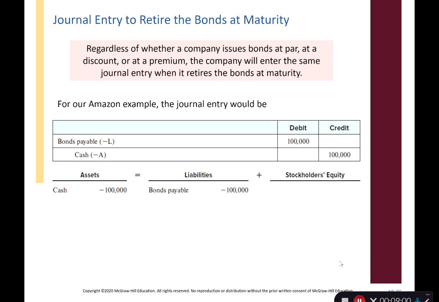So here it is with our beautiful A equals L plus E. Just seeing that gives me tingles. And you can see that we're in balance. Assets equal liabilities plus equity, because our assets and liabilities both go down, and debits equal credits in our journal entry. Again, it doesn't matter if the bond is issued at a discount, premium, or par. We always pay back the face value at the end of the bond's life.